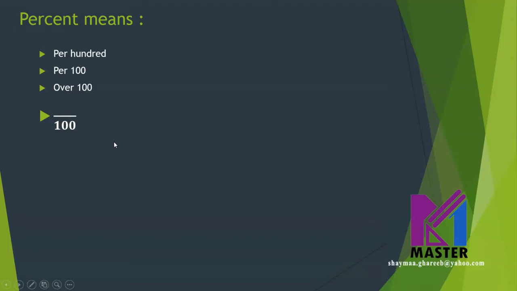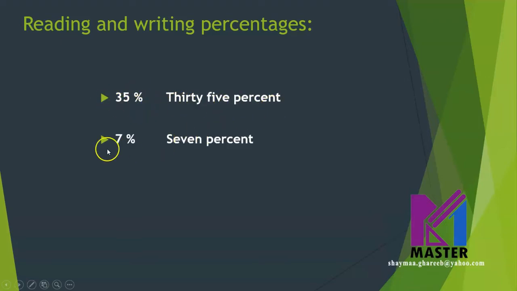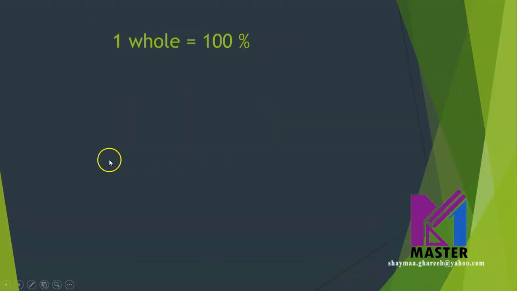Okay, so I want you all to know that the meaning of the word percent is a number that is over 100, or a fraction that is over 100. So it has a sign. This sign is the percentage sign. Is it clear? Now let's see how we read and write percentages. For example, this 35 and then the sign of the percentage, so we read it 35%. This one, 7%.